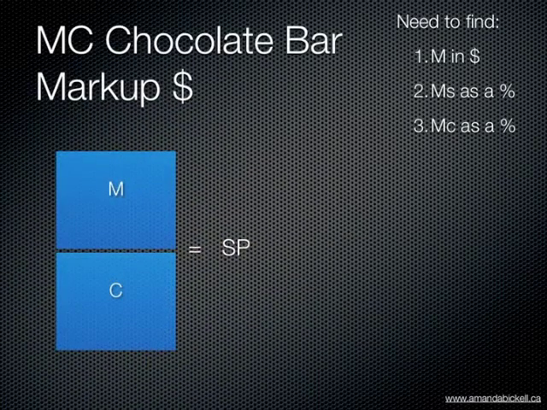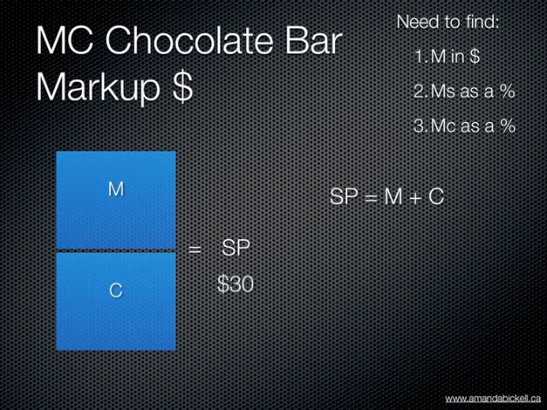I'm a visual person, and so this little tool called the MC Chocolate Bar, which was introduced to me by a colleague many years ago, has been incredibly helpful at keeping me straight and keeping students straight when it comes to markup and margin math. This is just a graphic representation of the equation that selling price is a combination of the markup or margin plus the cost. So these two things together, the big square that's an M and the big square that's a C, come together to make a selling price chocolate bar. Those are the two parts.